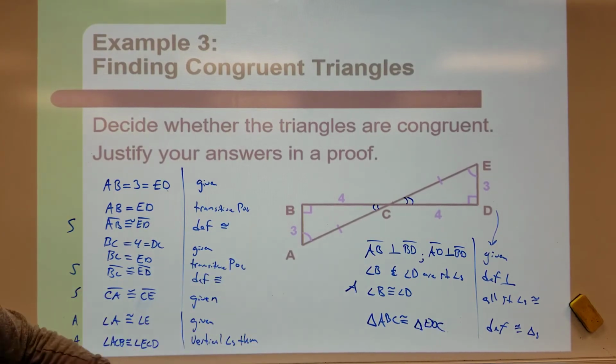Or we could say definition of congruent polygons. I said triangles because we're dealing with triangles. We've got 3 pairs of corresponding sides congruent, 3 pairs of corresponding angles congruent. Therefore, the triangles themselves are congruent because all 6 pairs of corresponding parts are congruent.